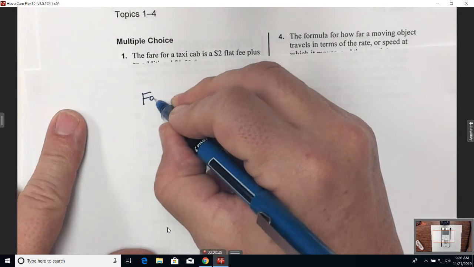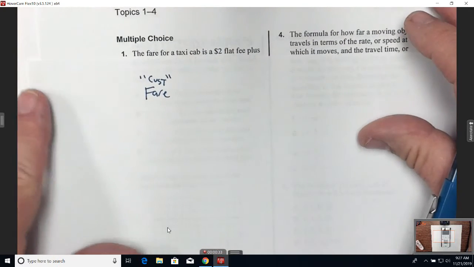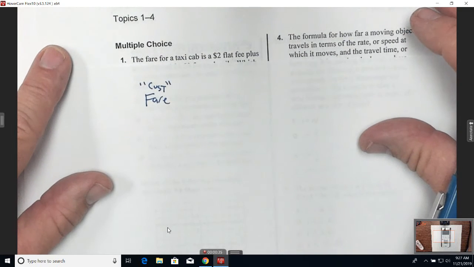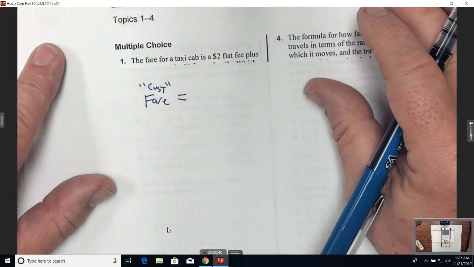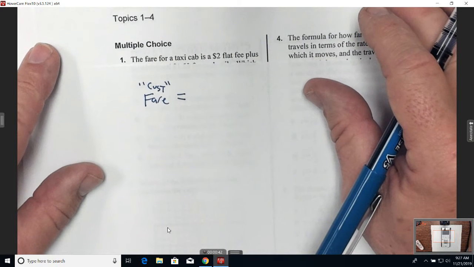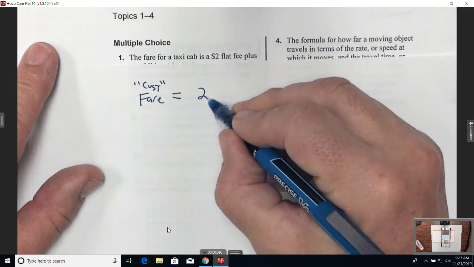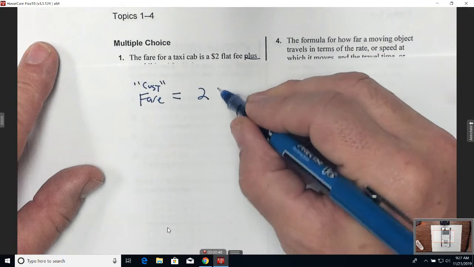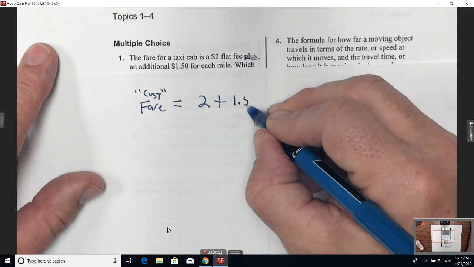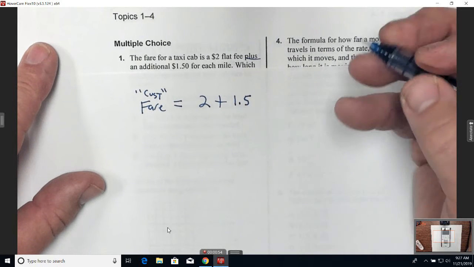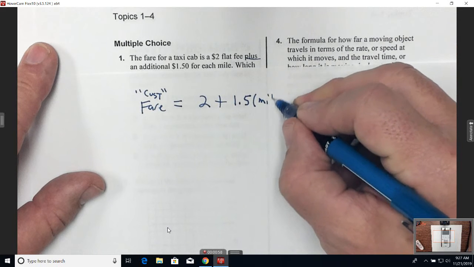The fare, which means the cost of something. What is it the cost of that we're looking for? The cost of a taxi ride. So to get a taxi cab, you're going to have to pay $2 up front plus an additional $1.50. So that's 1.5 times the number of miles that you drive.